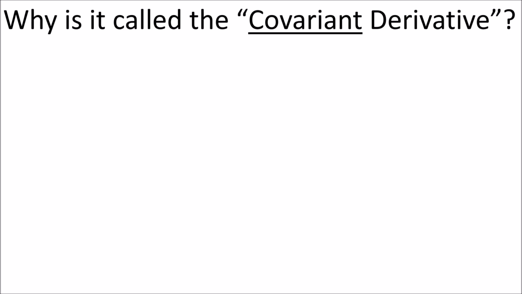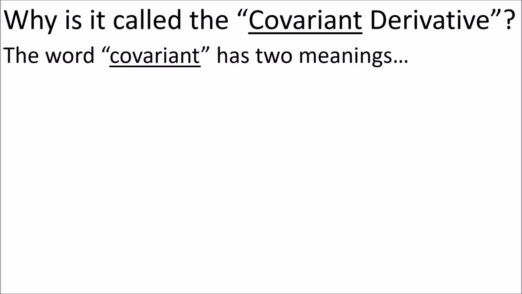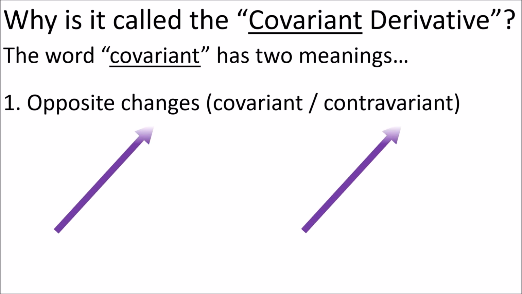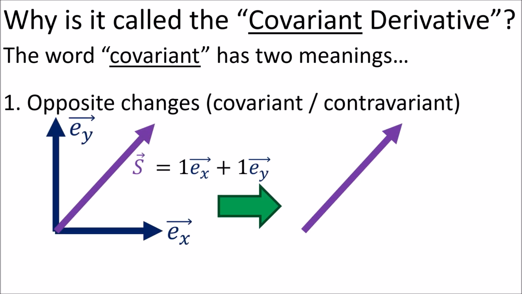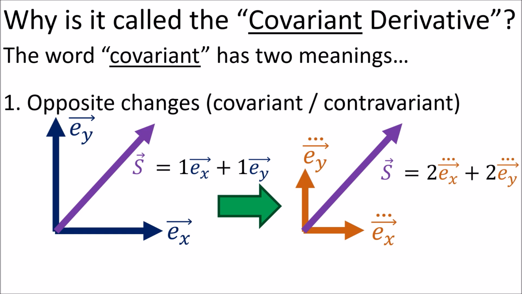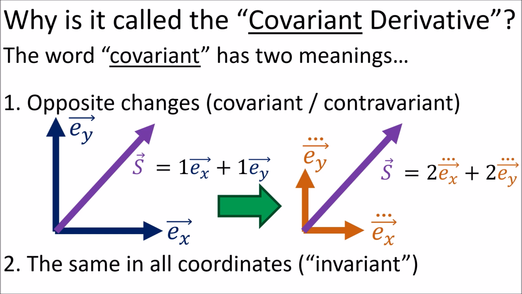Another question you might have is, why is the covariant derivative called the covariant derivative? Well, unfortunately, the word covariant has 2 meanings in physics. The first meaning is in the sense of the opposite behaviors of covariance and contravariance, like when the basis vectors get smaller and the vector components get bigger. The second meaning of covariant just means that something is the same in all coordinate systems, or in other words, something that is invariant. The covariant derivative is about the second of these 2 meanings.